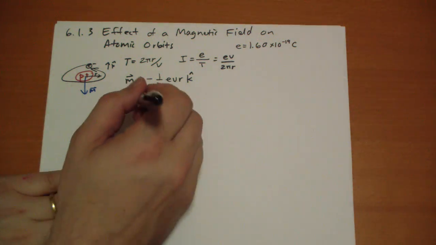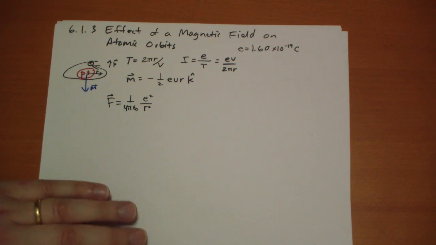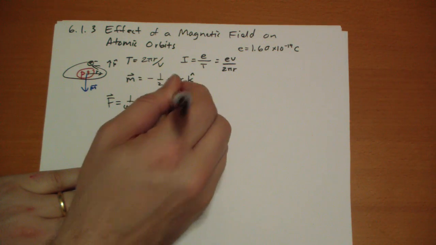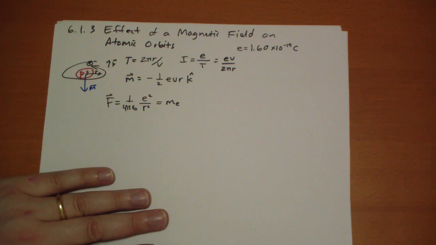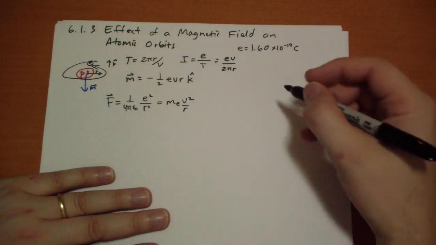And then you have the distance between them, which is just R squared, because they're doing circular orbits there. Okay, and that's going to equal mass times the acceleration. Well, so we have the mass of the electron, not to be confused with the magnetic dipole moment. That's going to be equal to that times V squared over R. That's the acceleration that it has to experience.